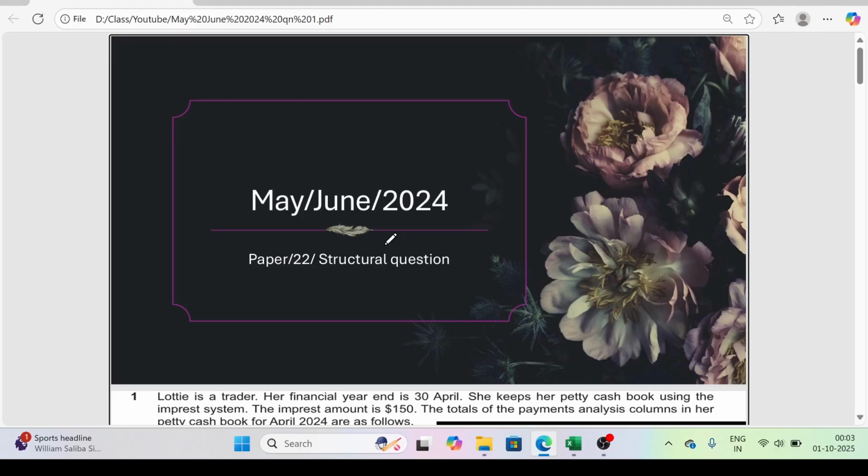Today we are going to start with the May-June 2024 paper 2, question number 1. In this question, we will cover some very important areas of accounting: the petty cash book and the Imprest system, accumulated depreciation and the disposal account, inventory valuation, and lastly, recording transactions in the expenses ledger. These are the key topics that frequently appear in exams. Mastering them will not only help you score higher marks but also give you a solid foundation in accounting.